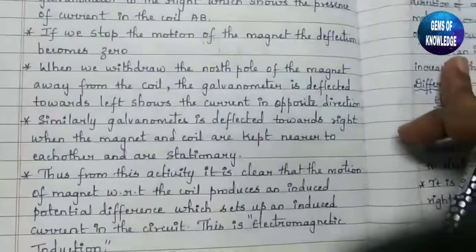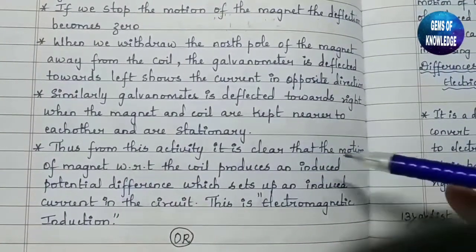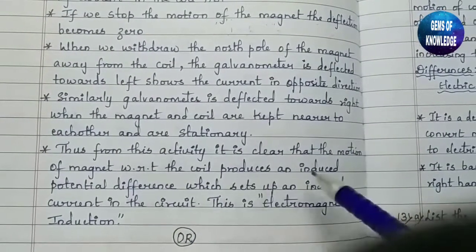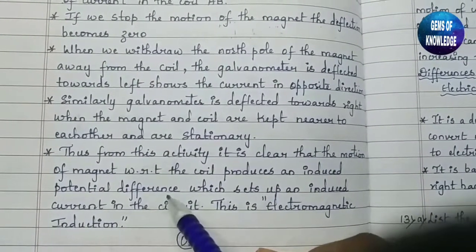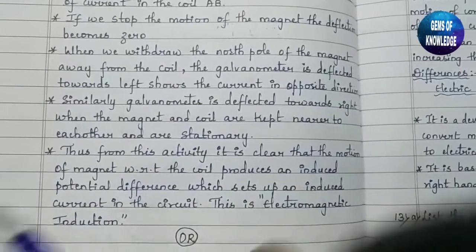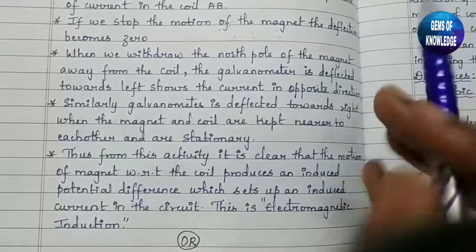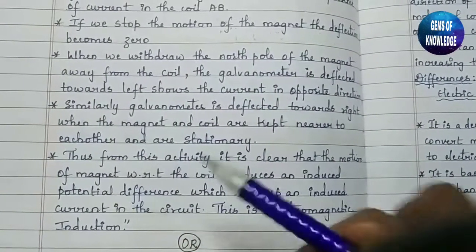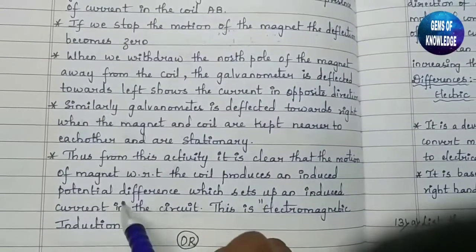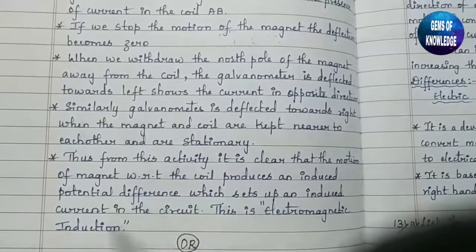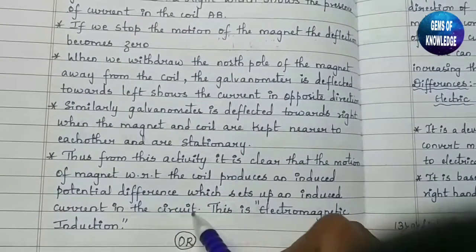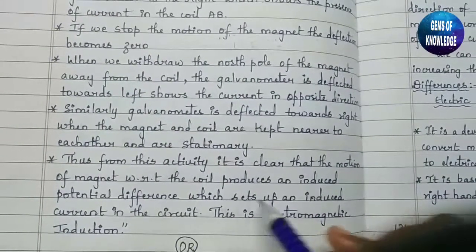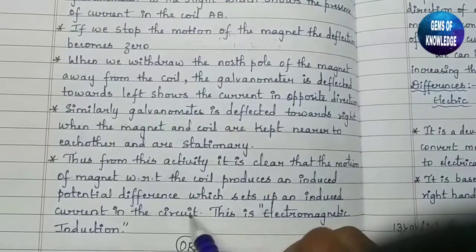Thus, from this activity, it is clear that the motion of the magnet with respect to the coil produces an induced potential difference. When the motion of the magnet is present, the coil will produce the potential difference, by which automatically a current is produced in the circuit. An induced potential difference sets up an induced current in the circuit.